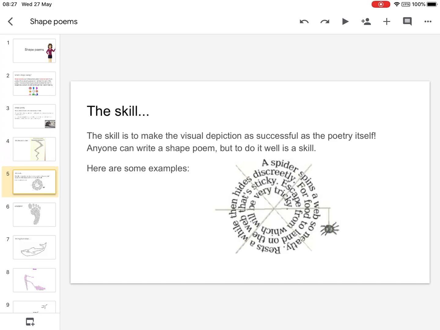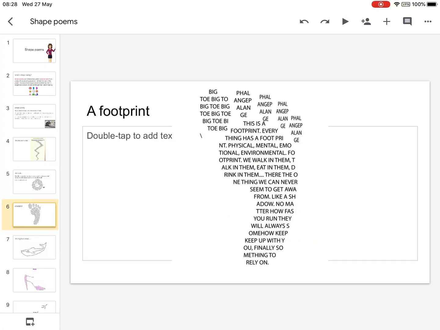I like this little example of a spider spinning its web because you can see very clearly it's a spider's web. There is a spider there. The pattern of it, I like the way it's got the crisscross pattern, which is actually the pattern of a spider's web, and then the words as they circle round seem to enhance that. I like that one. I also think this one is rather clever, and this one is actually a little bit more sophisticated, and it is about footprints. The words in that one are clever.